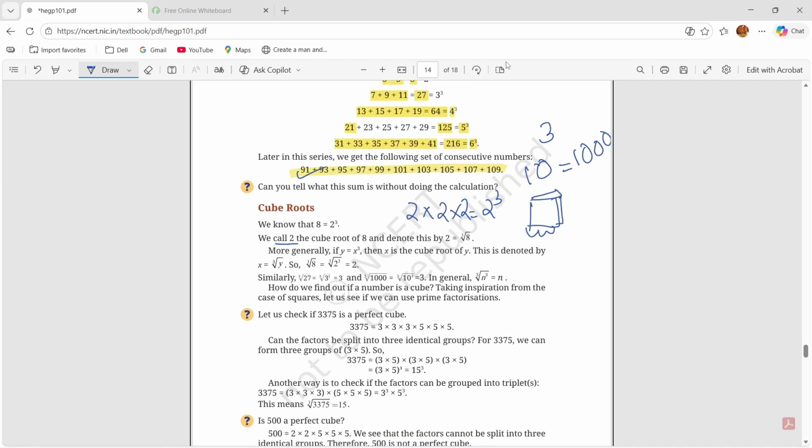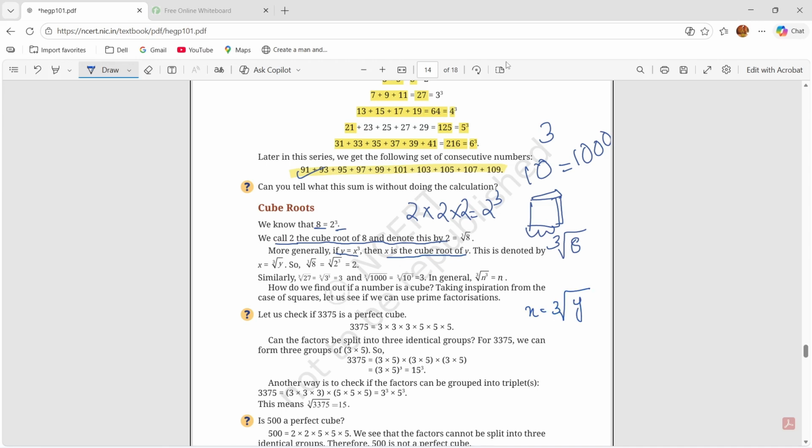We call 2, if 8 is equal to 2 cube, then we call 2 the cube root of 8 and denote this by cube root of 8. ഇങ്ങനെയാണ് denote ചെയ്യുക. So generally, if y is equal to x cube, then x is the cube root of y, and we denote x is equal to cube root of y.